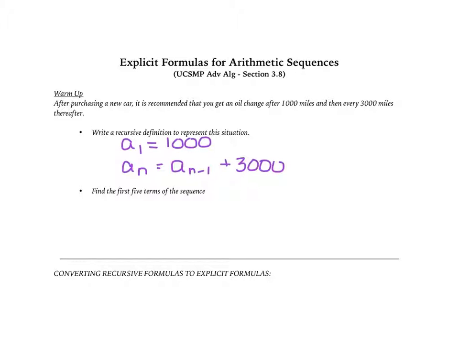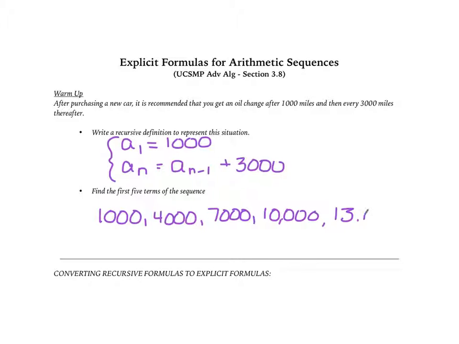So my first 5 terms of the sequence, well, remember my first term is given for me up there. Okay, so my first term is 1,000, and then I would want to get an oil change at 4,000, add 3,000 again, so that'd be 7,000, 10,000, oh, that looks like a decimal point, and 13,000. Okay, so hopefully you were okay with that.